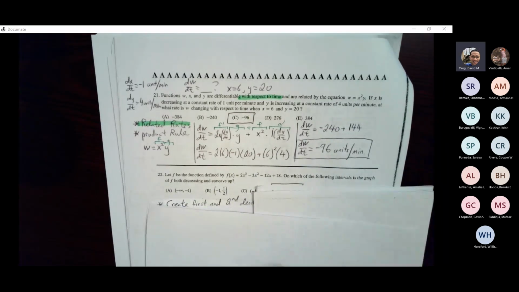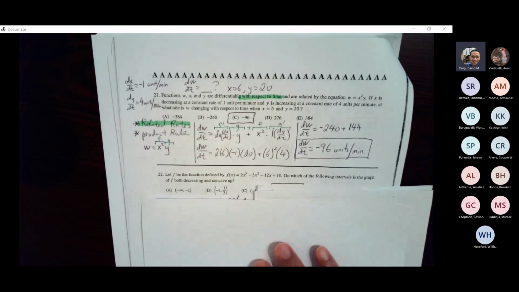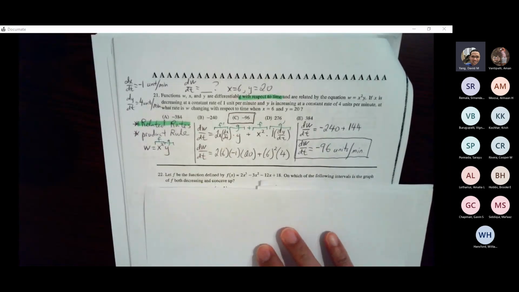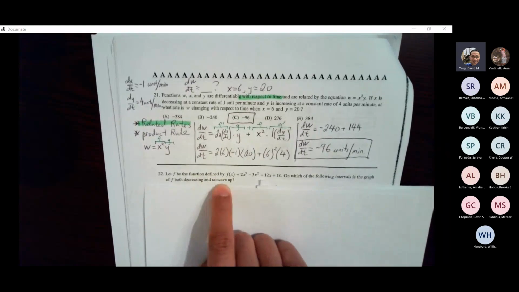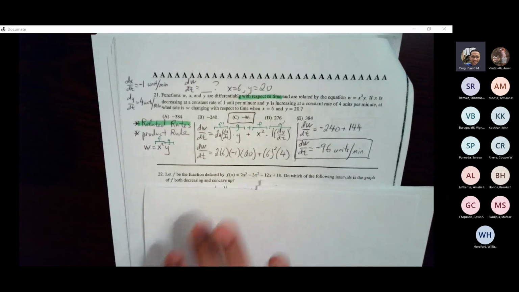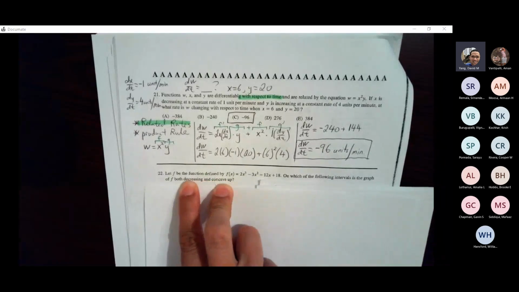22. Let f be a function defined by f of x. On which of the following intervals is the graph both decreasing and concave up? So we know that decreasing is going to come from the first derivative sign line, and concavity will come from the second derivative sign line. So why don't we create both sign lines and line everything up and see where we have both these properties lined up within the same interval.